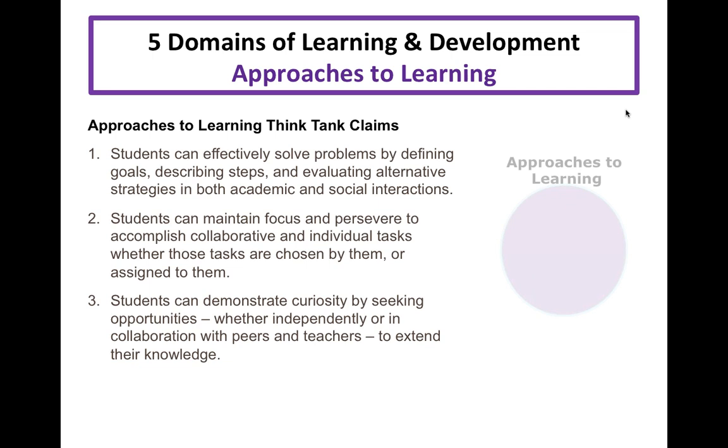And in Claim 3, it states that students can demonstrate curiosity by seeking opportunities, whether independently or in collaboration with peers and teachers, to extend their knowledge. So an example of evidence in favor of this claim might be reflected in a student who dovetails assignments or activities in order to build on a principle or theme he or she finds interesting. An example would be choosing a self-selected activity that involves caring for a flowering plant after developing an interest in the botany of a science lesson.